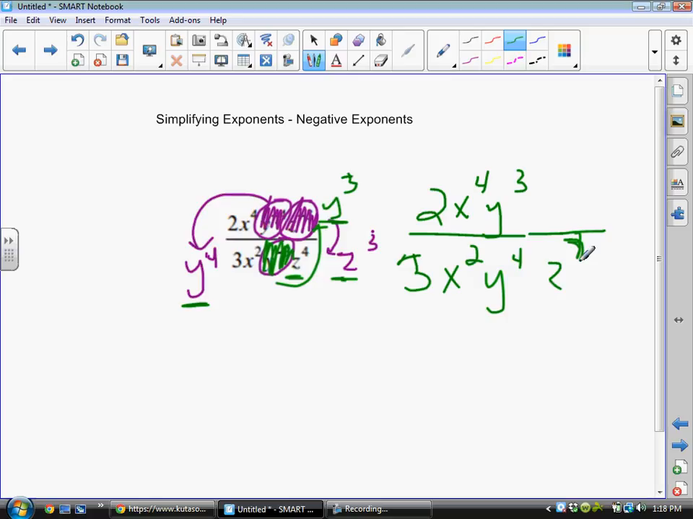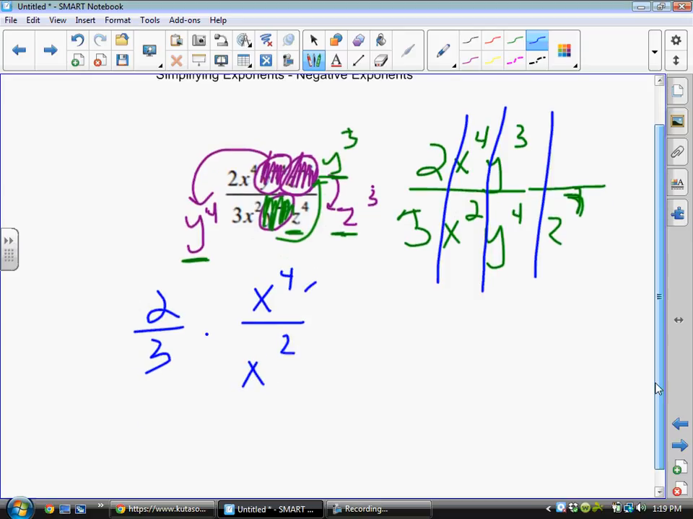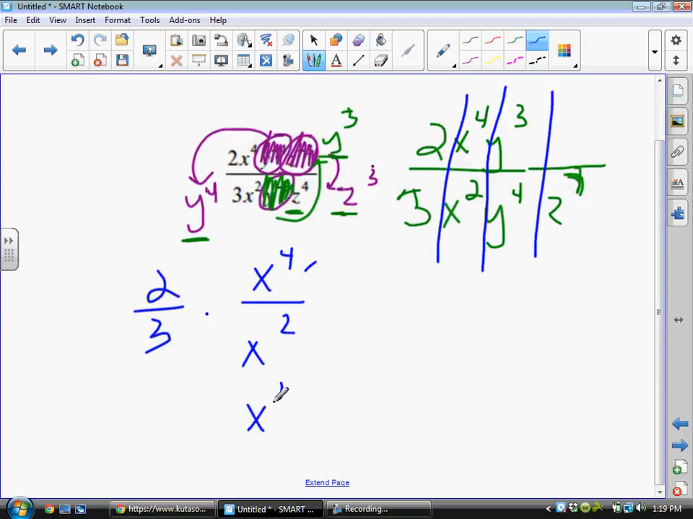Okay, so now is when we're going to break it down into each individual part. Alright, so I have 2 over 3. Again, if I divide that, it's going to give me a decimal that I can't simplify anymore, so leave it as that. Then I have x to the 4th over x squared. Where are there more? The top or bottom? There's more on the top. How many more? 2 more. So that becomes x squared on the top of a fraction.